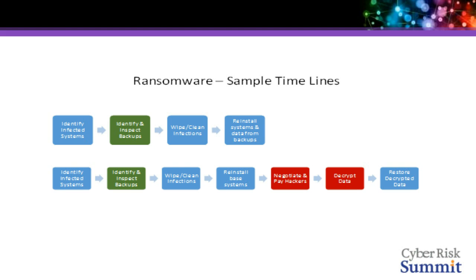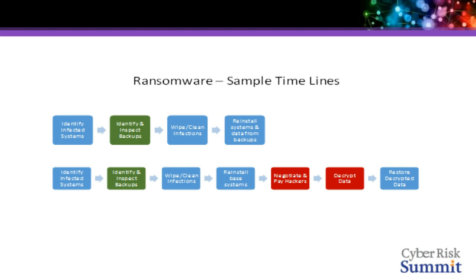But if you have good quality backups, then you can take that first path on this slide, which is to simply identify what systems are infected, identify and inspect your backups, make certain they're intact, make certain there's no virus on them. You wipe clean any infected systems, and then you simply reinstall your systems and your data from the backups, because if you have good backups, they will also have all your system files and settings on them as well. So it's a fairly swift process, and Mark estimated on average 10 days, 2 weeks, somewhere around there is probably about right for most small and mid-sized companies. Even larger companies don't take that long, because they've got more people they can throw at the problem.